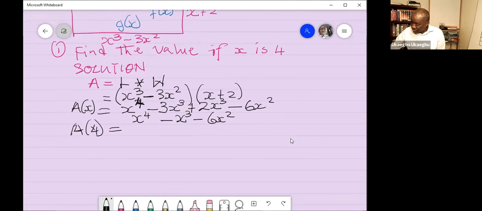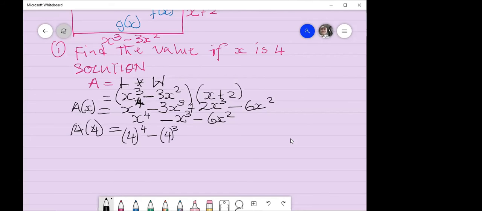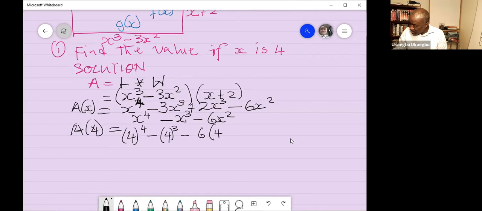So now let's see what it's going to give us, and let's see if we have a solution, because our problem could be wrong. Let's go for it. So we have 4 raised to power 4, minus 4 raised to power 3, minus 6 times 4 raised to power 2. So let's evaluate. What is 4 raised to power 4? 256.